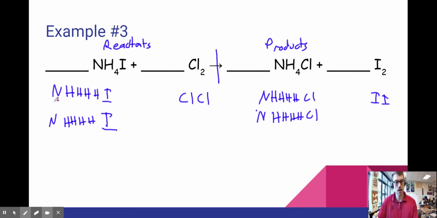So what does this look like? Well, we have 2 of the NH4I's, so we'll put a 2 there. I have 1 Cl2. I have 2 of my NH4Cls, and I have 1 iodine. All right?